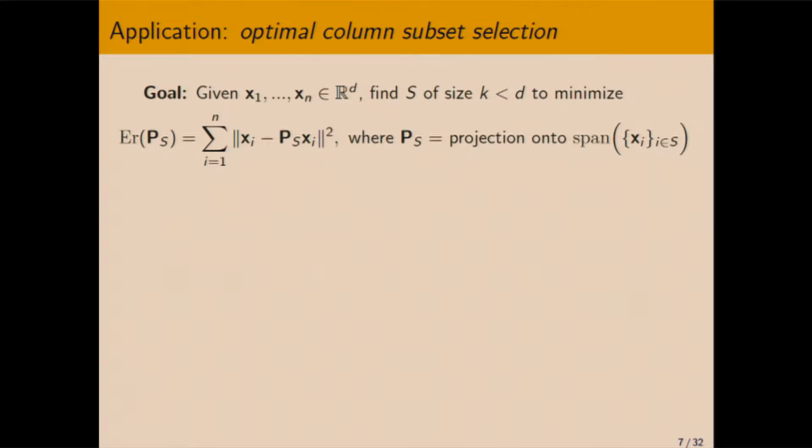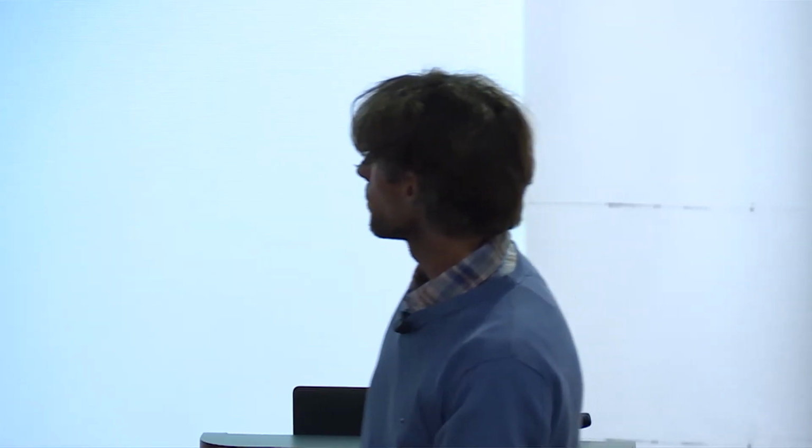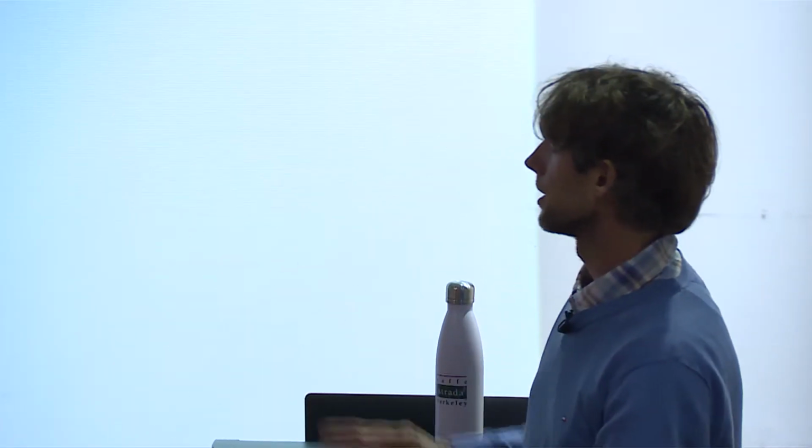So this already appeared in some of the talks. Basically, we want to look at the subspace spanned by the subset of the vectors, and we want to measure how well the subspace matches the whole set of vectors, in the sense that the error here is the error of the projection of all the data points onto that subspace.